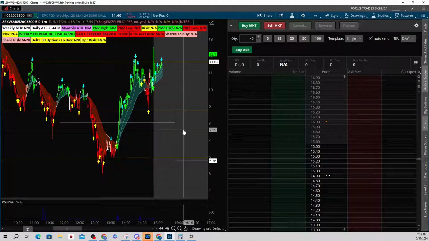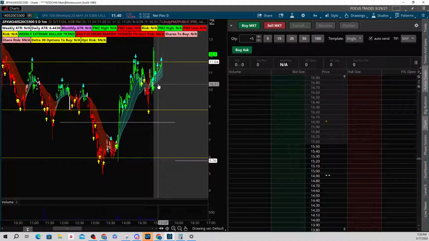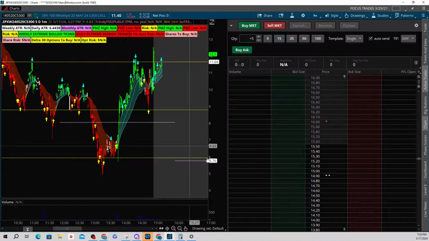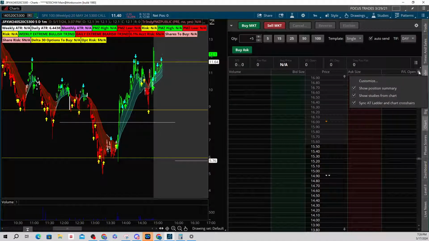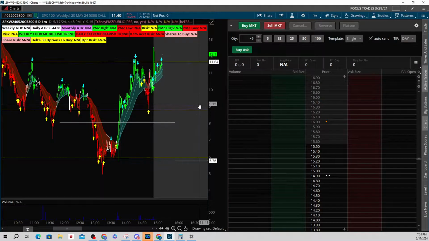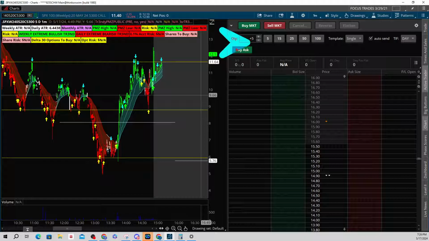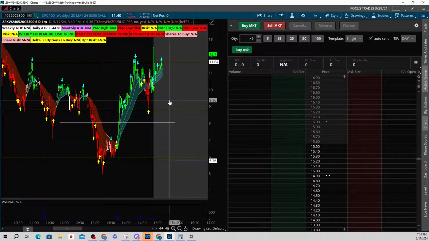Okay. Now, again, you've got to make sure that your studies or your indicators are on this chart. Have the chart open. Make sure you come over here and hit the cog. Make sure you show studies from your chart. One big lesson here as well, make sure this number is where you want it. Don't make the mistake of thinking it's a 1 when maybe you've got a 20 in there, and all of a sudden you just bought 20 contracts of the SPX. Very important to always understand this.